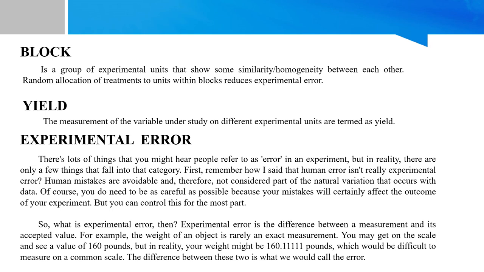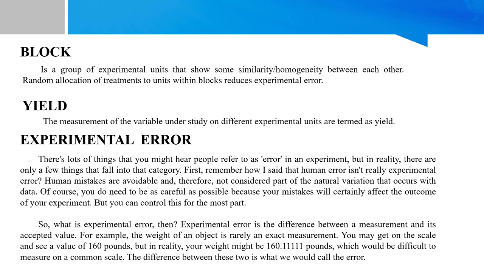The third one is experimental error. There are a lot of things that you might hear people refer to as error in an experiment, but in reality, only a few things fall into that category. First, remember I said that human error is not an experimental error because human errors are avoidable and controllable. Therefore, it is not considered part of the natural variation that occurs within the data. Of course, you need to be as careful as possible because our mistakes will certainly affect the outcome of the experiment. So human error can be controlled.